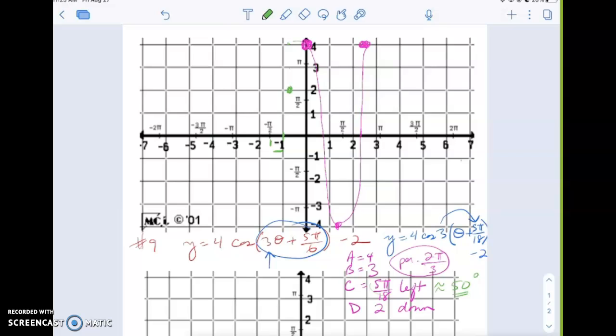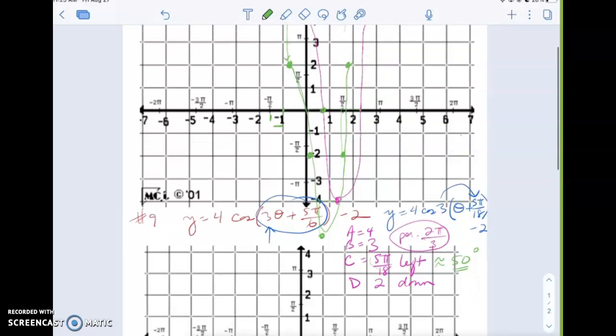So I took this point, 50 to the left, 2 down. I'm going to take this point, 50 to the left, 2 down. This point, this one, 50 to the left, 2 down. And it's not perfect, but at least I can get an idea of where my graph is going. So let's see. It's going there, there, and up. So the green graph is what the answer should be after you move it.